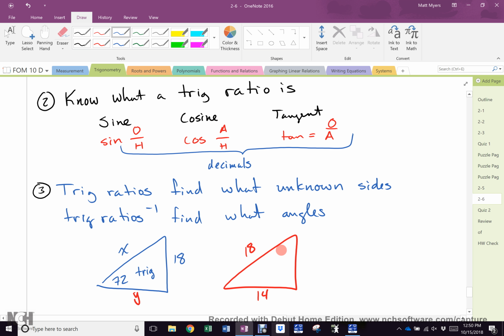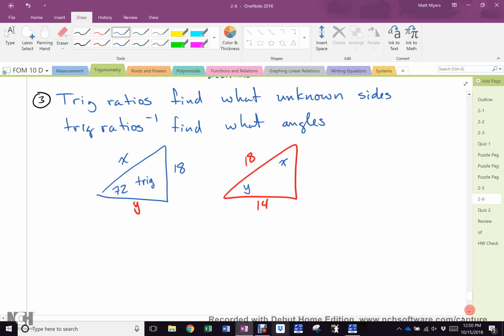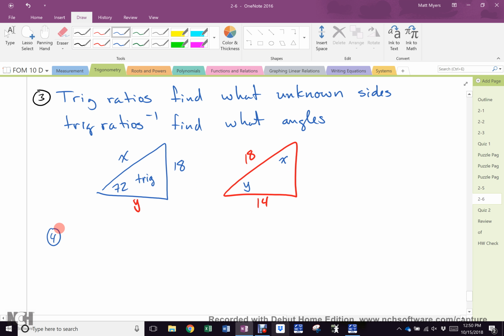If your theta is x, shift sine or shift cos? If your theta is y, shift sine or shift cos? Shift cos. Good. And finally, number 4. Always check your calculator. Why? See if it's in DEG mode.